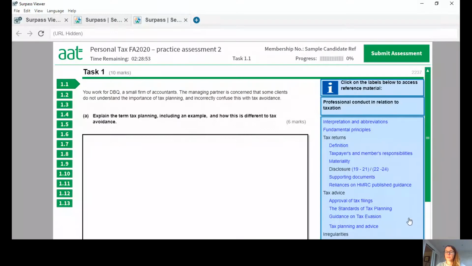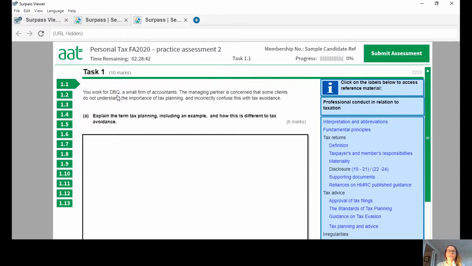Hello, this is a walkthrough of the second AAT sample assessment for personal tax. Okay, so hopefully you can see practice assessment 2. Make sure that you're doing the Finance Act 2020 version.